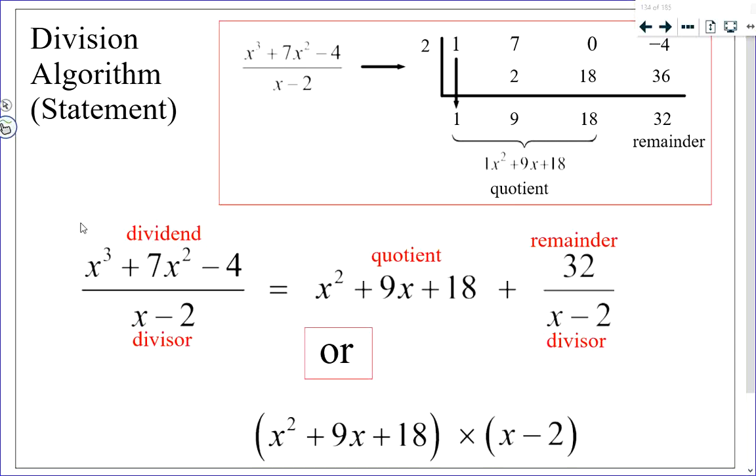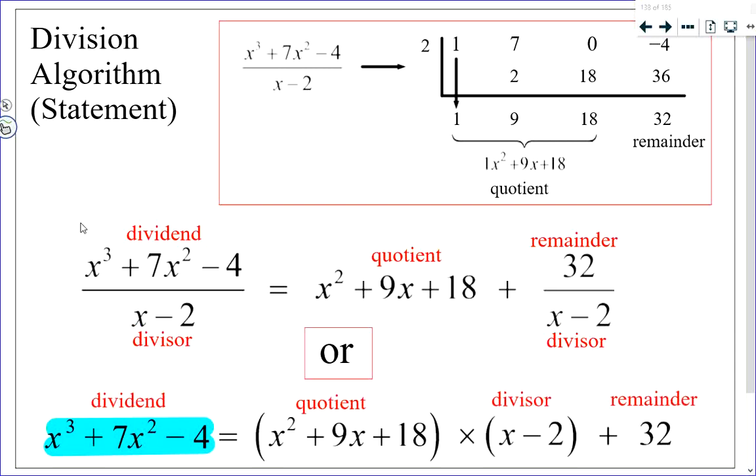That is the division algorithm, or I prefer this: if I multiply the quotient and the divisor and add the remainder, I get what I started off with before the division. So this is the dividend, that's the quotient, that's the divisor, and that's the remainder. I've highlighted the dividend because I believe, if memory serves, there was a typing mistake in your physical handout that I photocopied for you. I don't think the exponents on that dividend were correct.